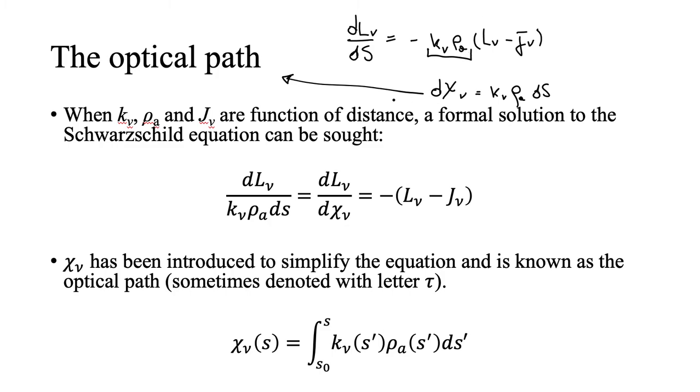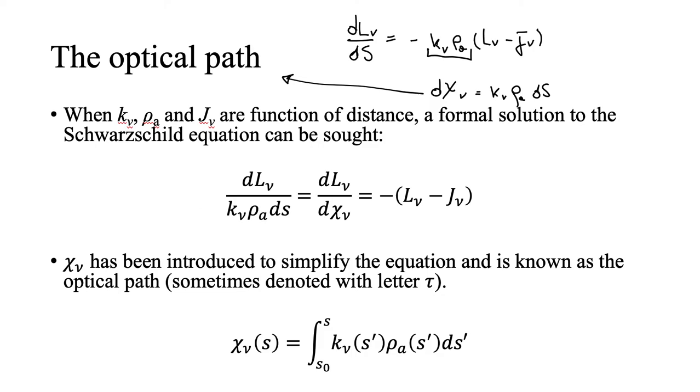With that, the Schwarzschild equation simply becomes the derivative of L_ν with respect to χ_ν equals minus L_ν plus J_ν. Now, this is introduced as a differential, so if you want the definition of χ_ν, you have to integrate this, and if you integrate this, then you obtain this expression.